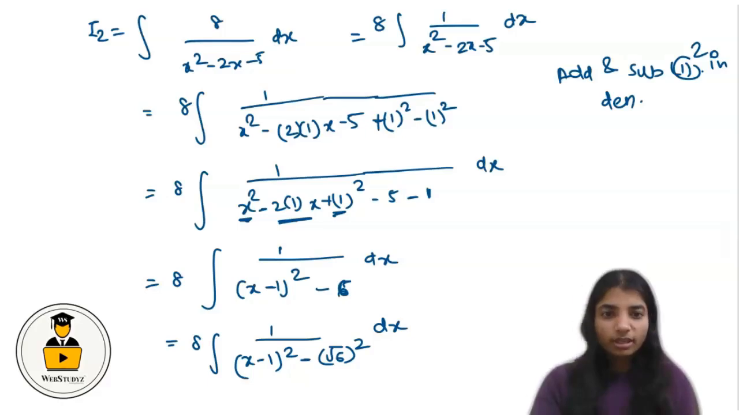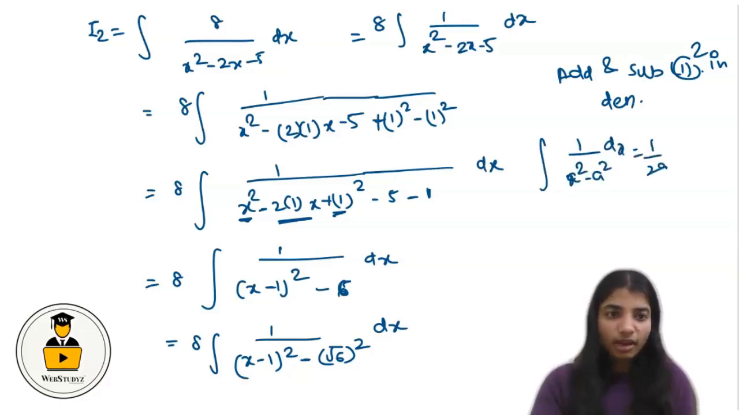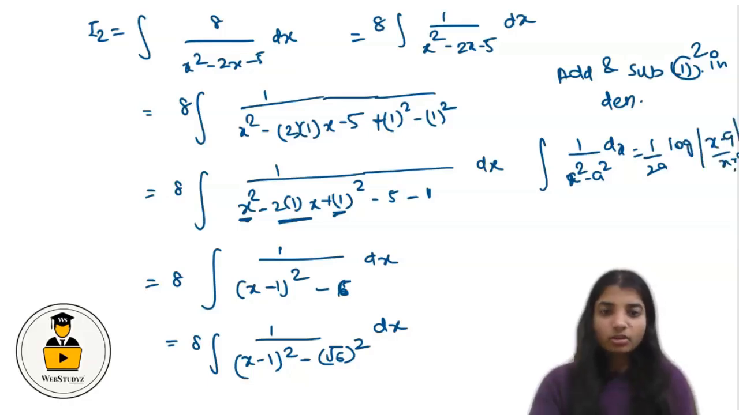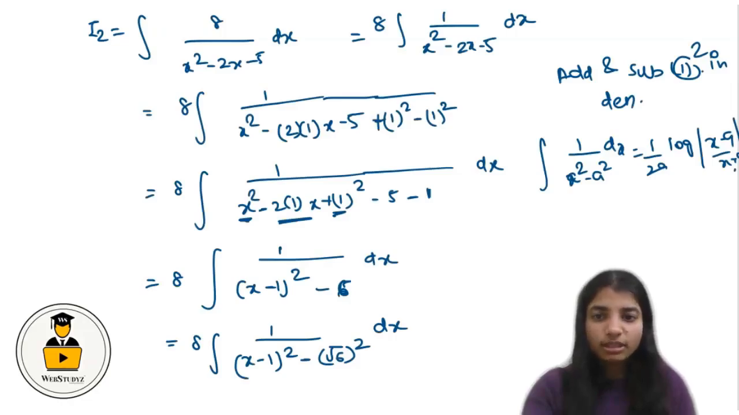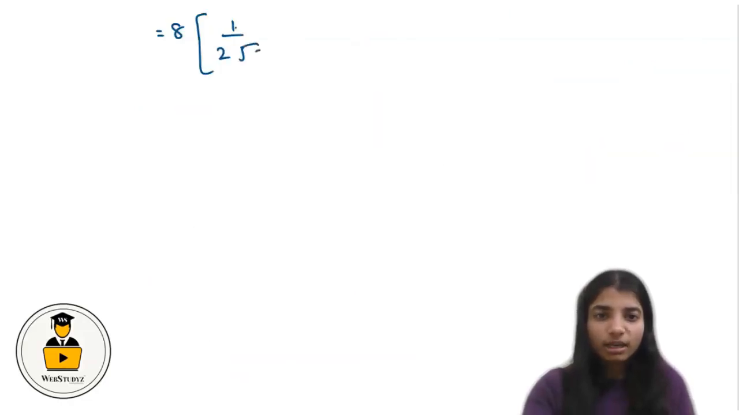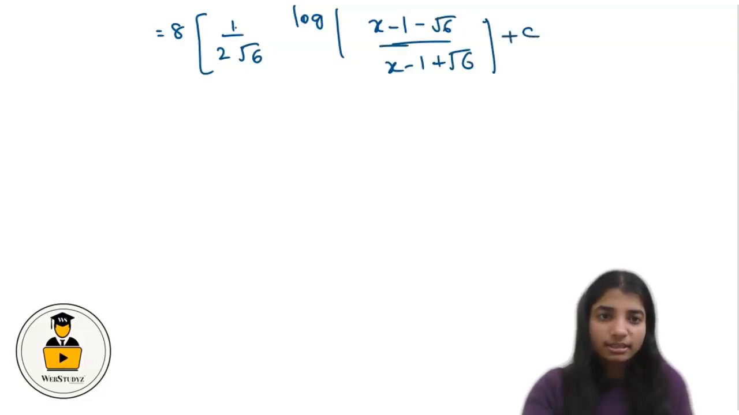So from here we know that the value of the integral of 1 divided by the square root of x square minus a square with respect to dx is equal to 1 divided by 2a, log of mod of x minus a divided by x plus a. So the value of this from here becomes 8 multiplied by 1 divided by 2a, where the value of a is root 6. So this equals 1 divided by 2 multiplied by root 6, log of mod of x minus a, that is x minus 1 minus root 6, divided by x plus a, that is x minus 1 plus root 6. Let's say this is the value of C2.